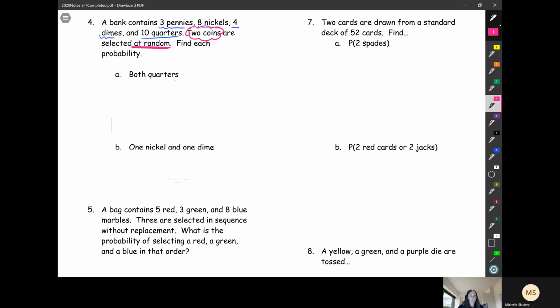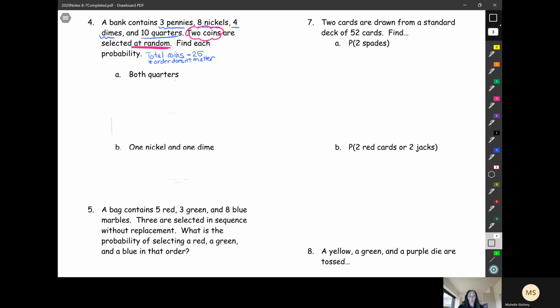So the first thing that we would want to know is how many total coins are there and does the order matter? No, the order does not matter because we're reaching in and we're grabbing 2 at a time. So we have a total of 25 coins if I add up 3 plus 8 plus 4 plus 10. So 25 total coins, and the order doesn't matter. So I'm going to use combinations here.